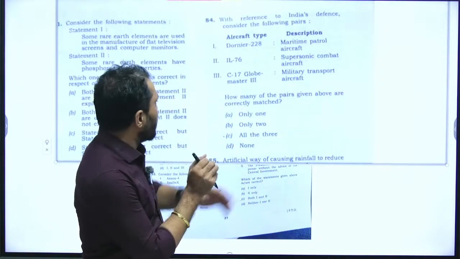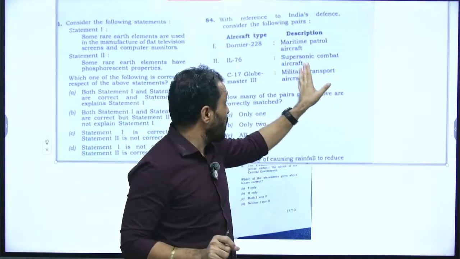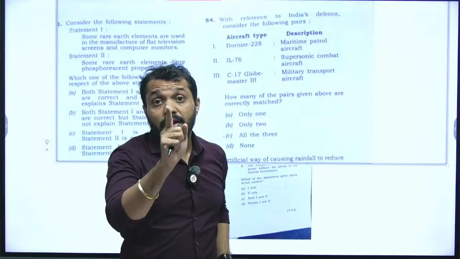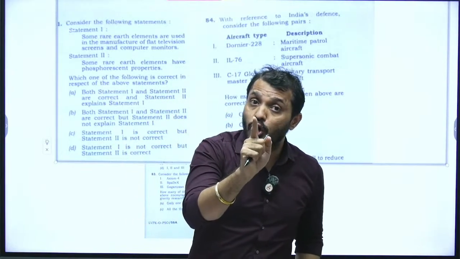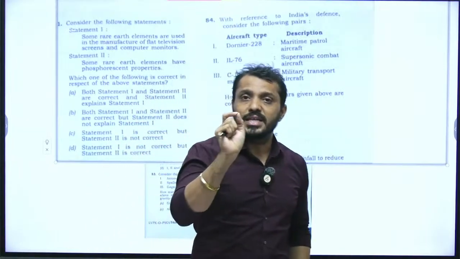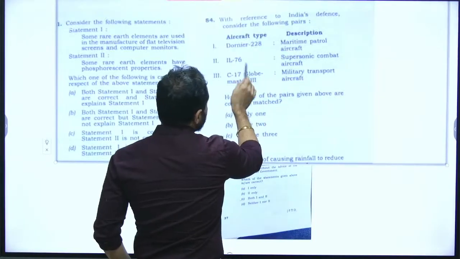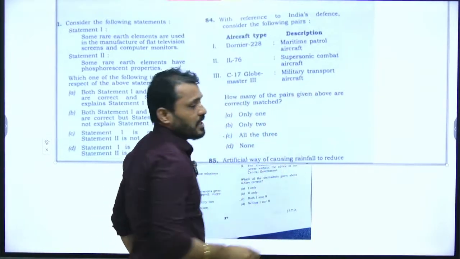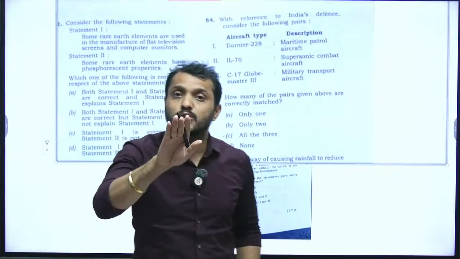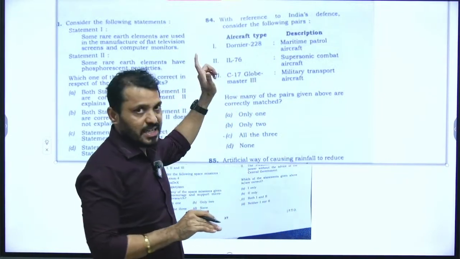One is Dornier 228. Dornier 228 is a maritime patrol aircraft. If you remember, we gave a few Dornier 228 even to Maldives as well, to improve relations between India and Maldives. That is rightly matched. IL-76, supersonic combat aircraft. You have to understand that it is not a supersonic combat aircraft. So this is an incorrect statement.